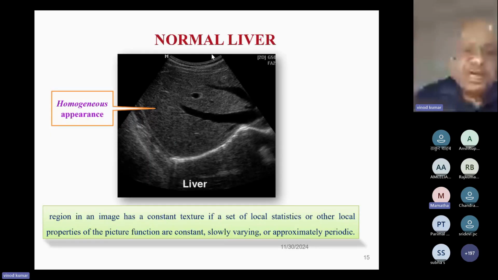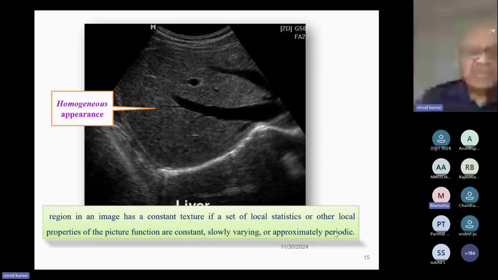We take a small patch here, we take a small patch here, we find out its statistical parameters like average value, RMS value, maximum, minimum, then standard deviation, etc. If these statistical values of various patches here, here, are either constant or change very slowly, that means either they are constant or slowly varying or approximately periodic, up, down, then we say it is homogeneous. Liver surface is homogeneous or tumor surface is homogeneous. So this is a homogeneous surface.